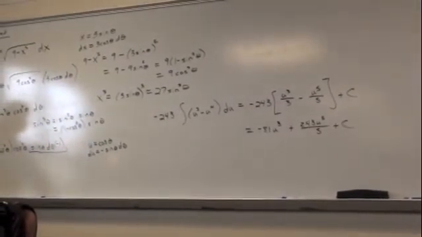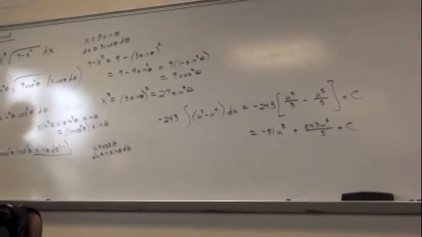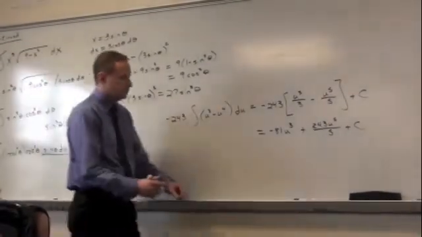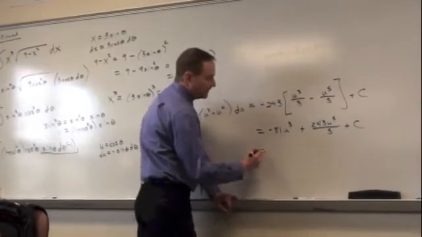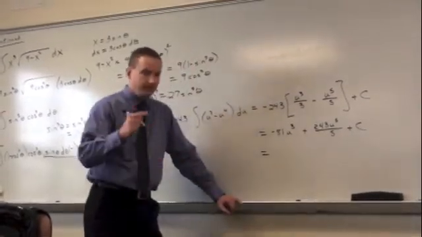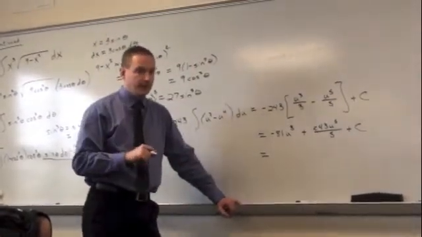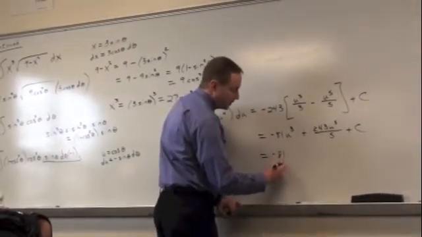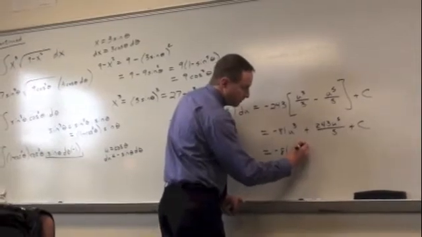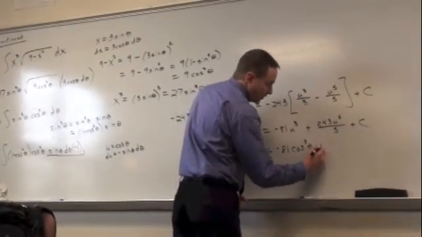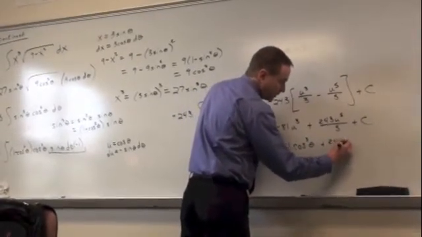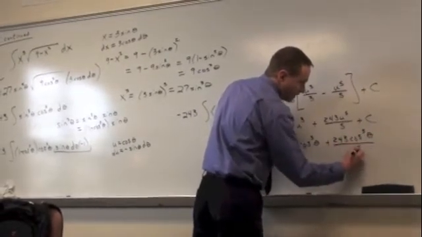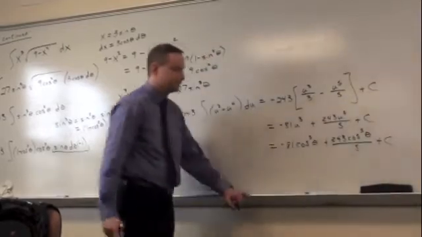Now, I need to back substitute. u is equal to the cosine of theta. So I'll say, and in this case, I'm not going to do both back substitutions in one step. I'm going to do it one step at a time. Negative 81 cosine cubed theta plus 243 cosine to the 5th theta over 5 plus the constant of integration.